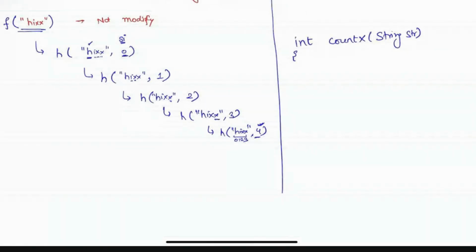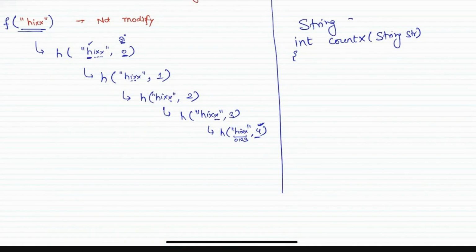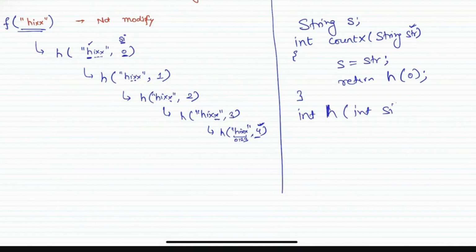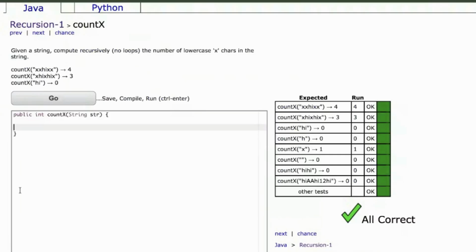So what we do is, globally we declare a string s. We assign s is equal to str. Then we say return helper and we pass it 0. Because somehow this string should be available to helper also, right? So this is another way where you do not want to pass the string again and again. You have to make sure this string is assigned to some variable so that this function can access that variable. First call the helper where you pass the string also, you pass SI also.